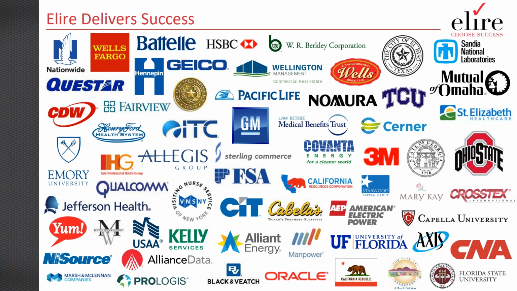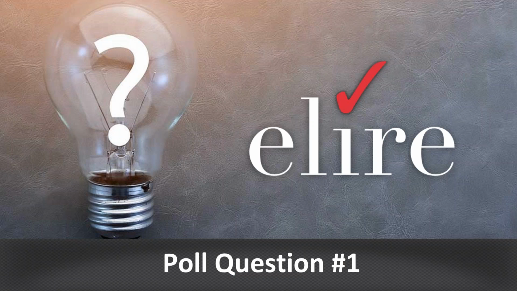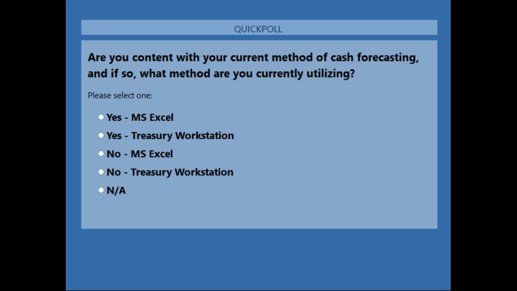Moving on to the topic of today's conversation, cash forecasting and positioning with Oracle SmartView. We're going to take a second just to pause and understand a little bit more about the audience that we have today. So please do respond to this poll question, which is up now. Are you content with your current method of cash forecasting? If you are, what method are you currently utilizing?